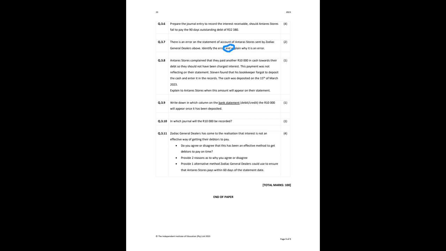So here is another: explain when this amount will appear on their statement. So they've given you a little scenario, little mini case study. And this is just a date. So there's 1 mark. All you have to do is when. What date will this amount appear on their statement? For 1 mark, write down in which column on the bank statement, so the debit side or the credit side, will the 10,000 appear once it has been deposited. So in other words, in the bank's records, will it be a debit or a credit?